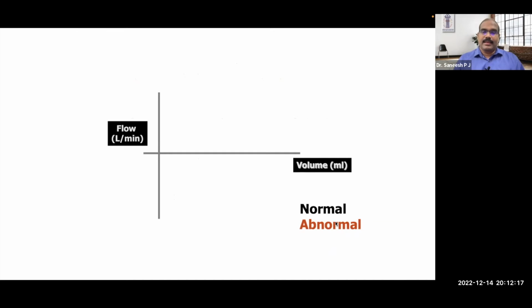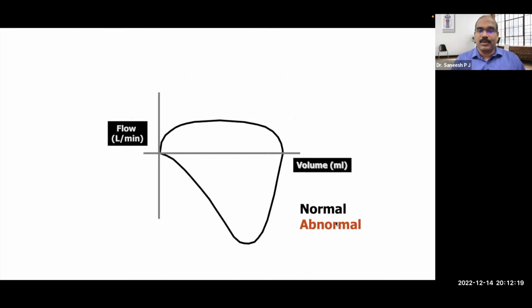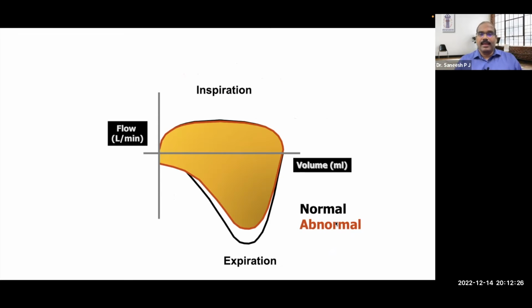Here again, you can have a flow volume loop. You can find the inspiration and exhalation. The black one is normal. Here comes the abnormal one. So what is the problem here?